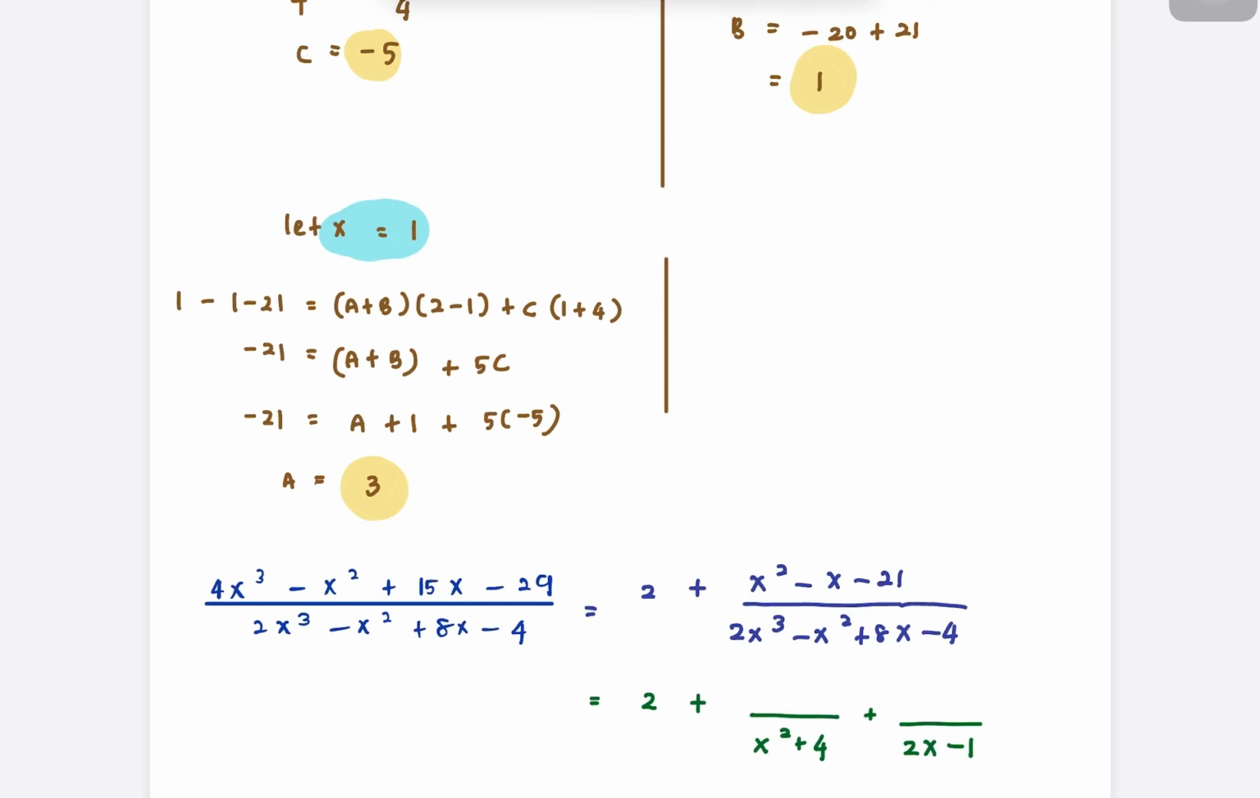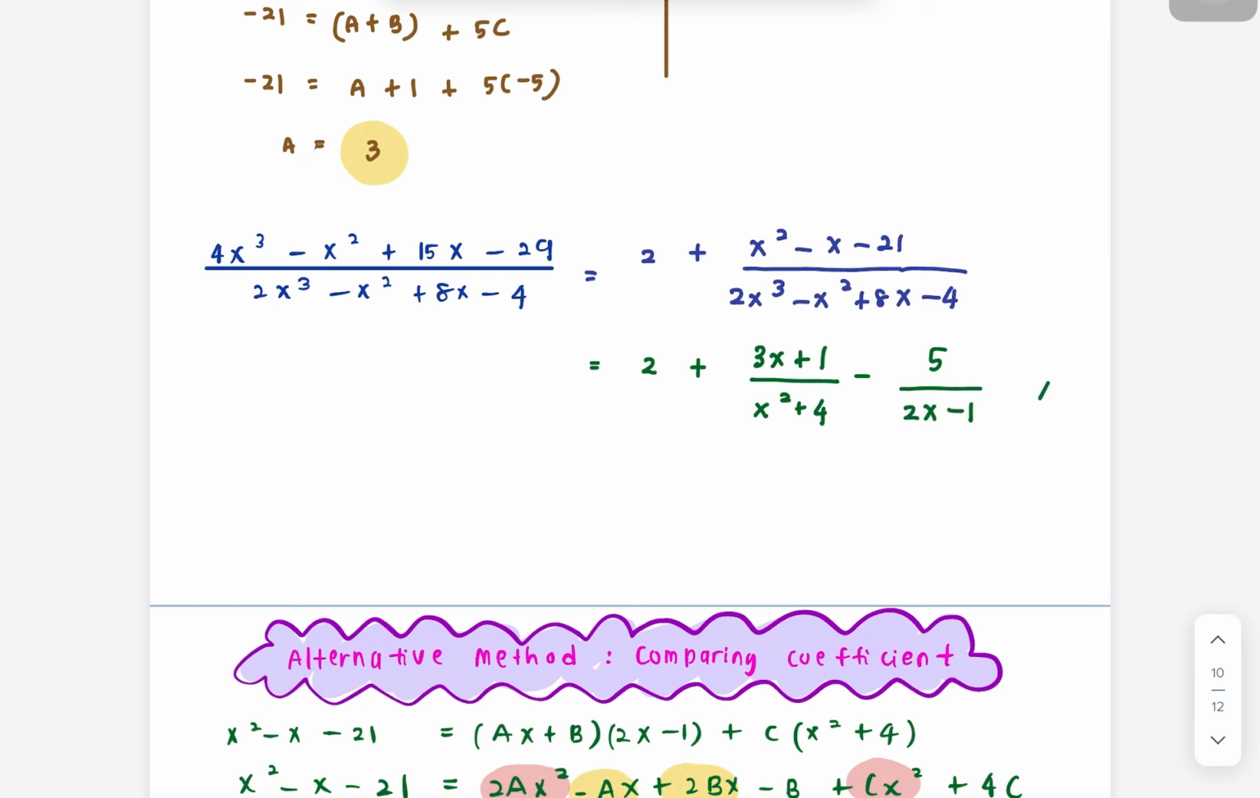Make sure your final answer you have to write also with the quotient that you get from the long division, because the things that you decompose is only the fraction. So this is the partial fraction. Okay. That is by using the first method, which is elimination method.